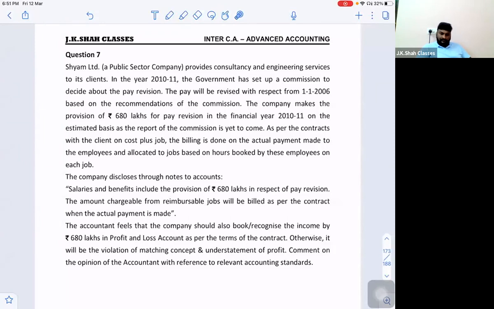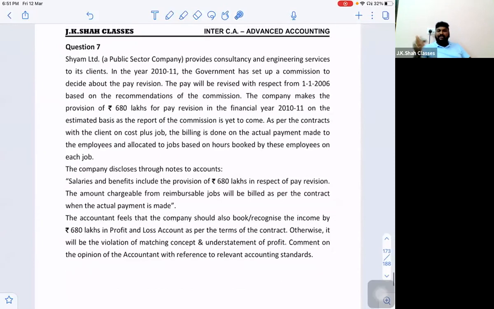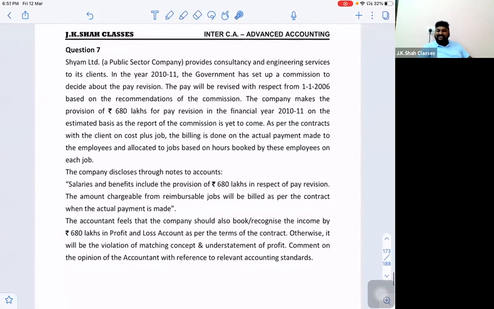Thank you. Right. This is there in the JKSC material, where you are telling me to show one solution or second. Mahesh, please check JKSC material. Question number 7, last question now. Sham Limited. This is a very, very nice question. Sham Limited provides consultancy.